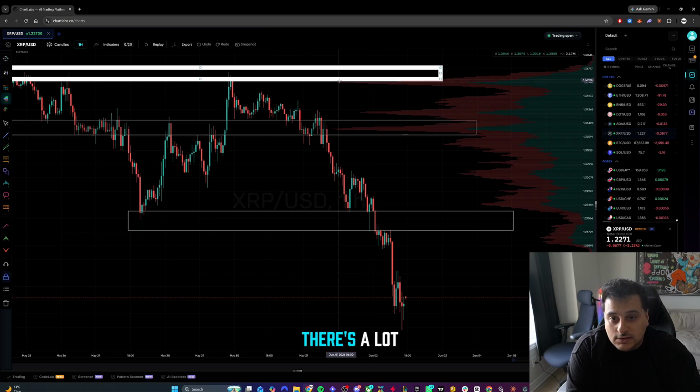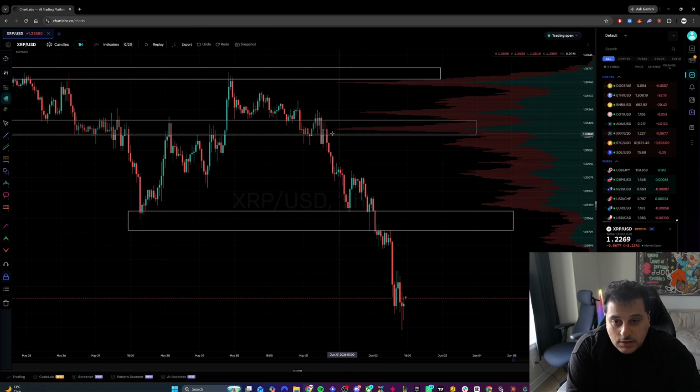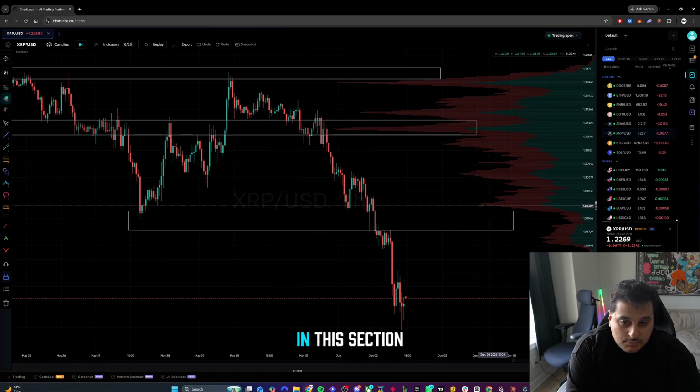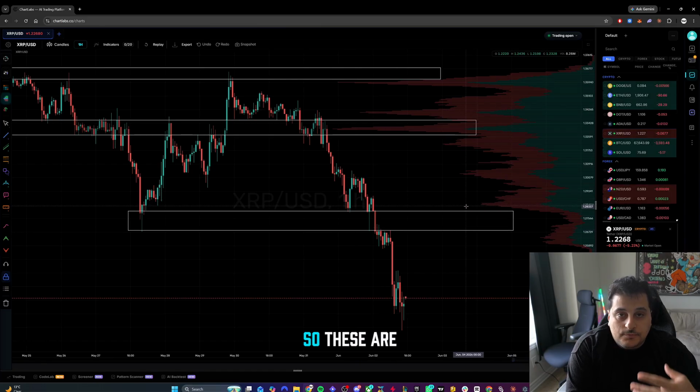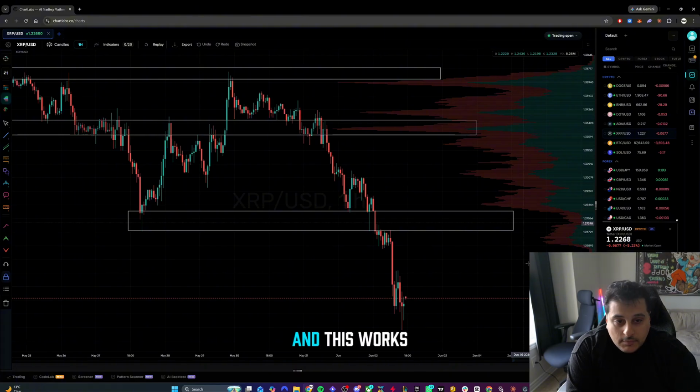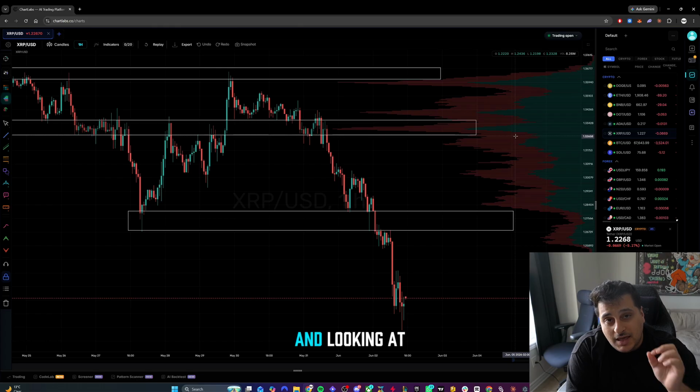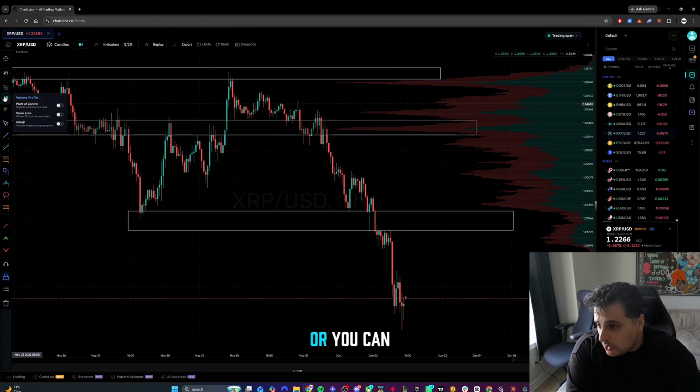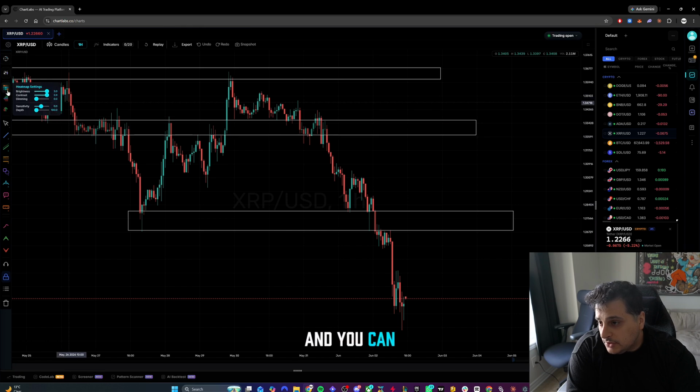So we can see there's a lot of orders around this section, a lot of orders over here, even over here, it's spiked up in this section right there. So these are levels that you can take a look at. And this works amazingly when you're looking to trade with a trend and looking at those candlestick patterns I showed you in the previous videos. Or you can just close that and you can use heat maps.